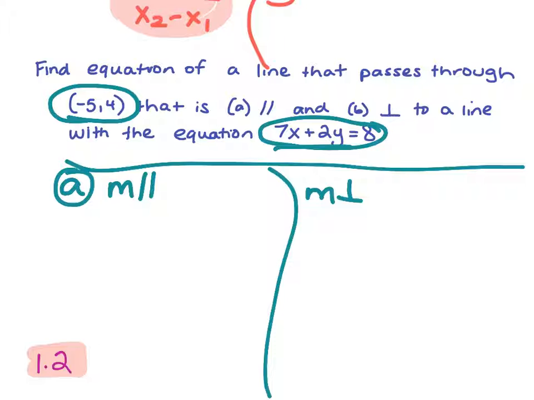Do you remember the shortcut for slope if it's in standard form? Yeah, it's A over B. Negative A over B, good. So it would be negative 7 over 2. If you forget, then solve it for y and pull the m, okay? But that is a shortcut. So now, if I'm asking for the equation of a line that's parallel to that, what's true about the slope of that line?